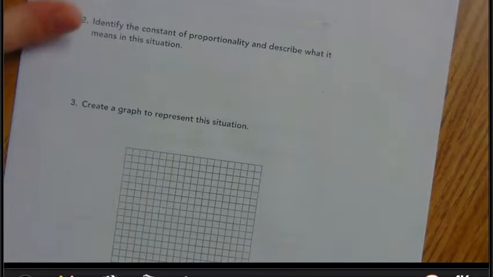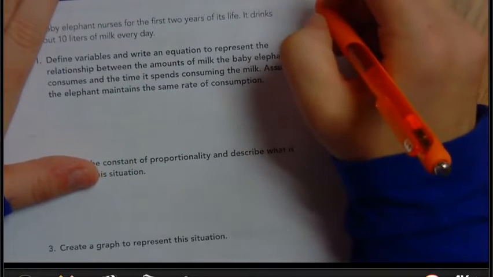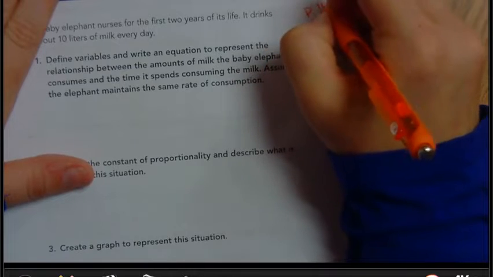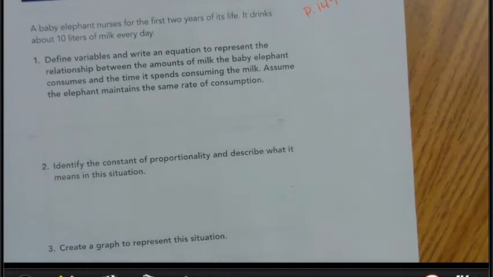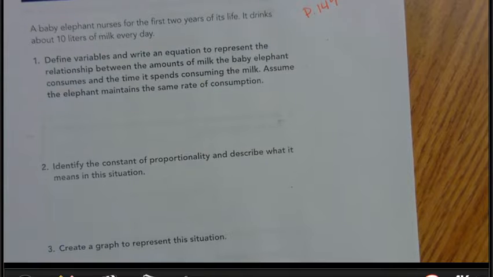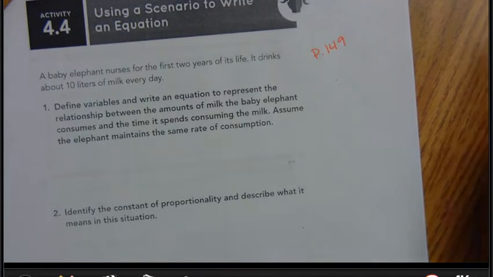All right. If you guys please would turn to page 149 in your textbook. Okay, we're on page 149. All right, we're looking at activity 4.4 where we're using a scenario to write an equation.